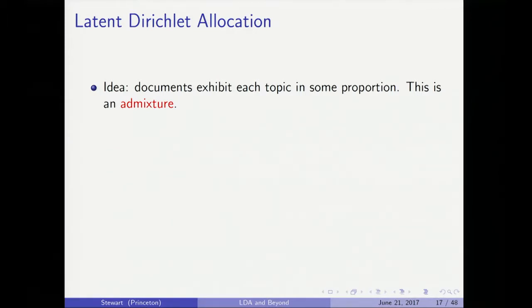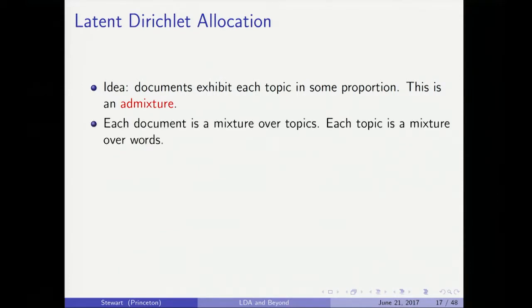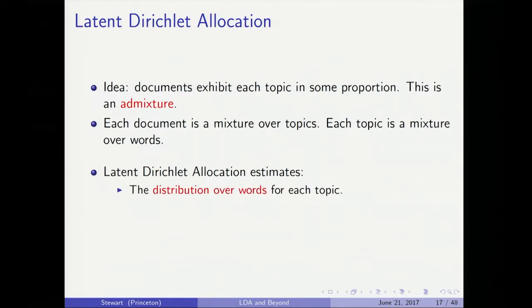The basic idea is that documents each exhibit topics with some proportion. This is the idea of an admixture. It's not that the entire document is about topic one; it's 20% about topic one, 30% about topic two, et cetera. Every document is a mixture over topics, and every topic is a mixture over words. What LDA is estimating is the distribution of words for every topic and the proportion of each document in each topic.